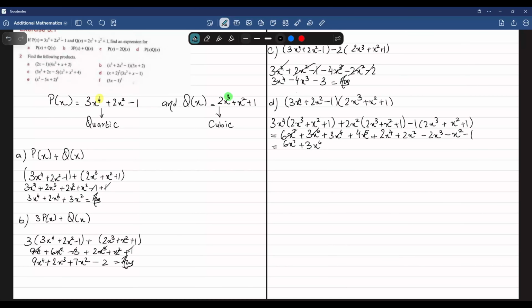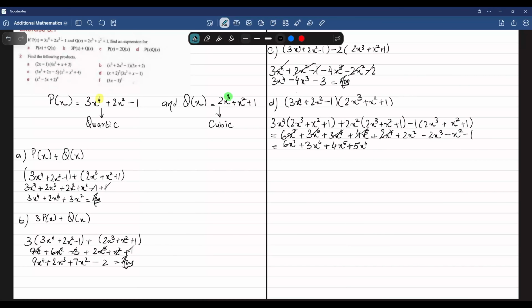And is there any other value raised to 5? So plus 4x raised to the power 5. And then we have 4. So 3x raised to the power 4 plus 2x raised to the power 4 is going to give us 5x raised to the power 4, which will be written here. 5x raised to the power 4.